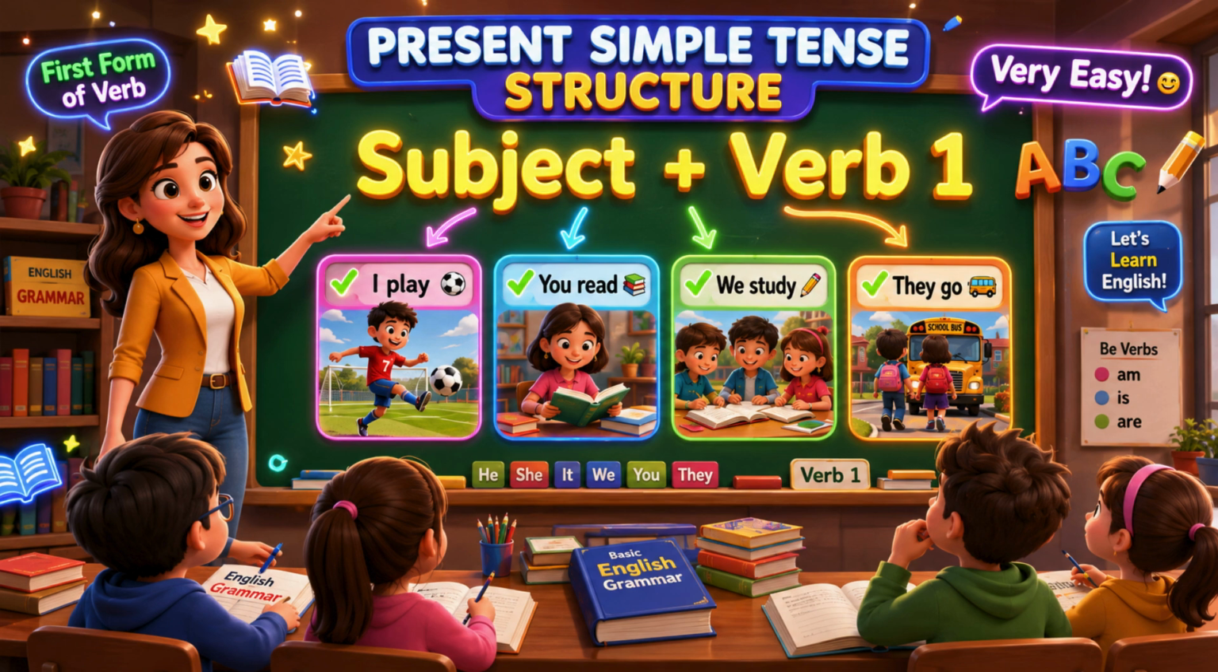Let's say them together. I play. You read. We study. They go. Super easy, right? Now you are starting to understand present simple tense like a grammar champion.